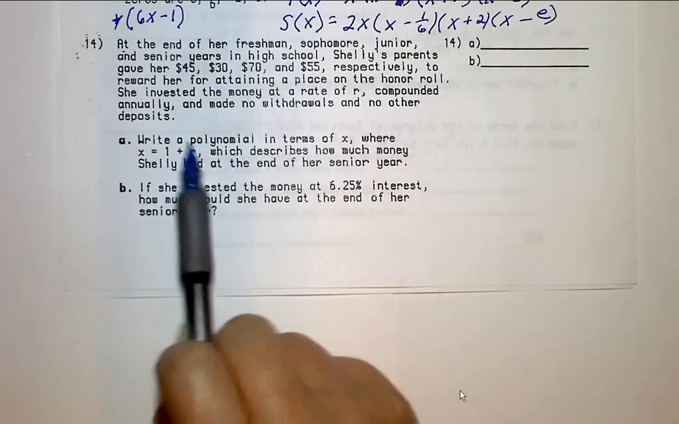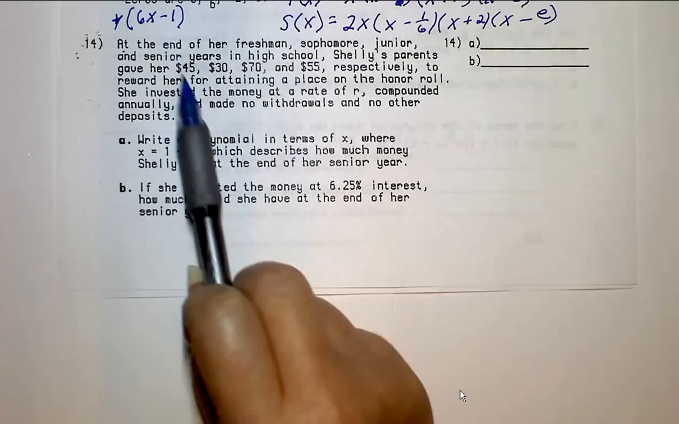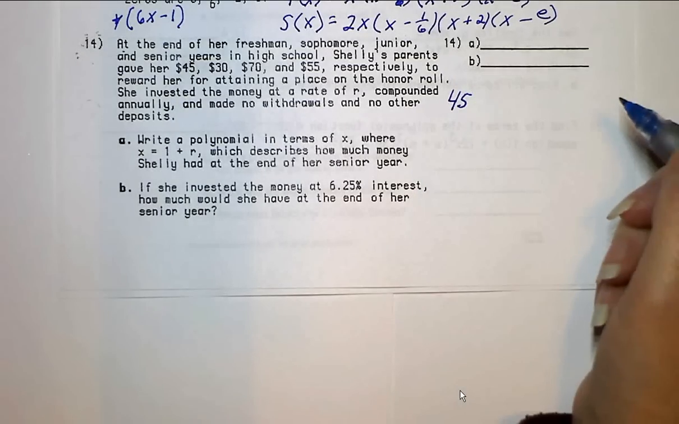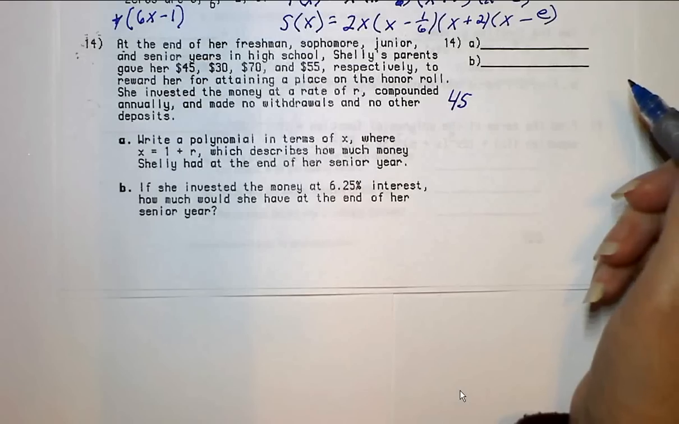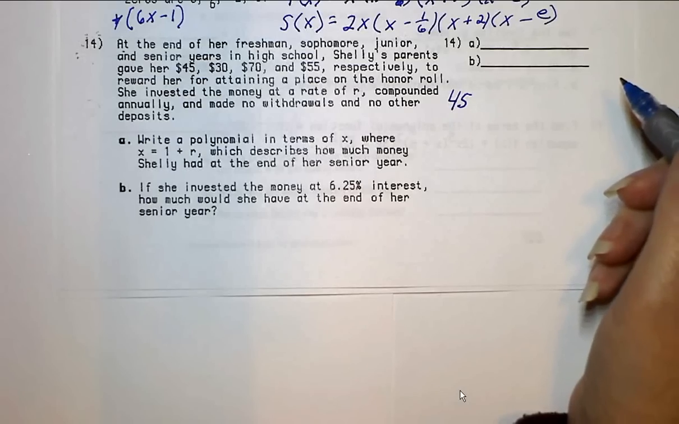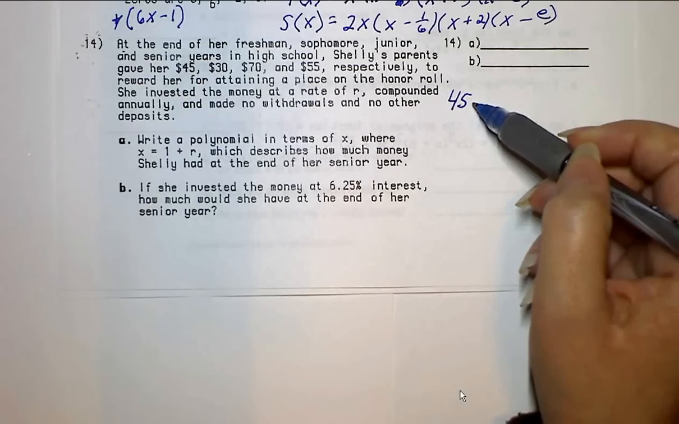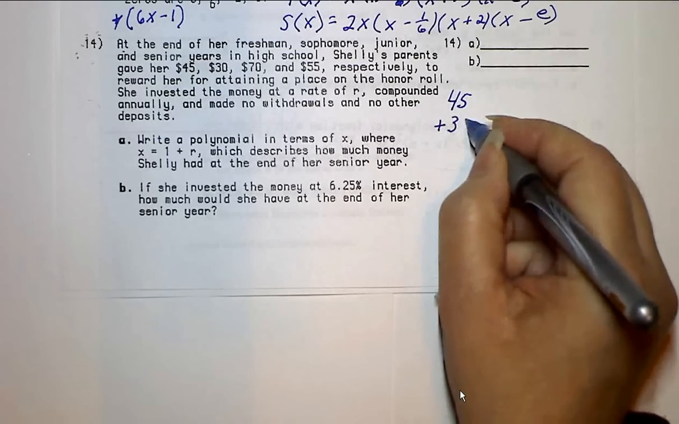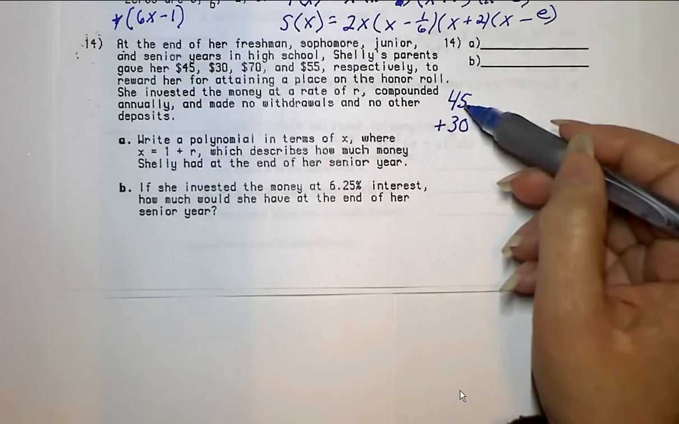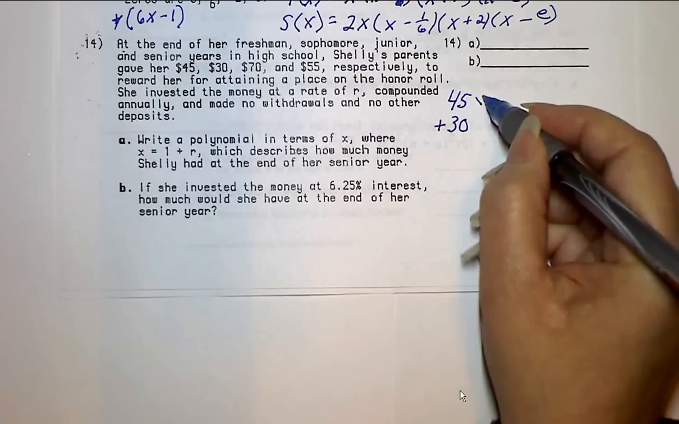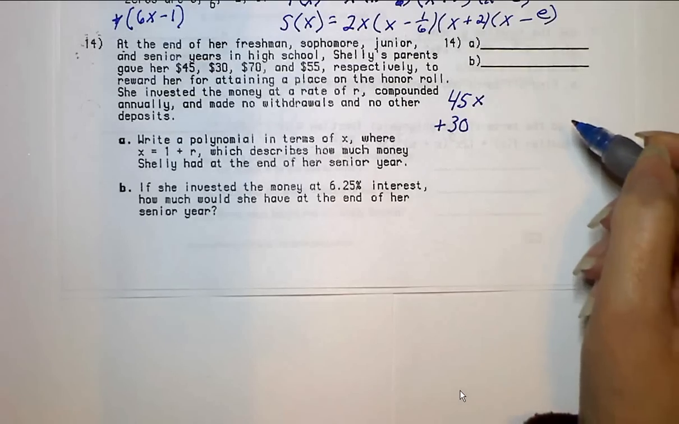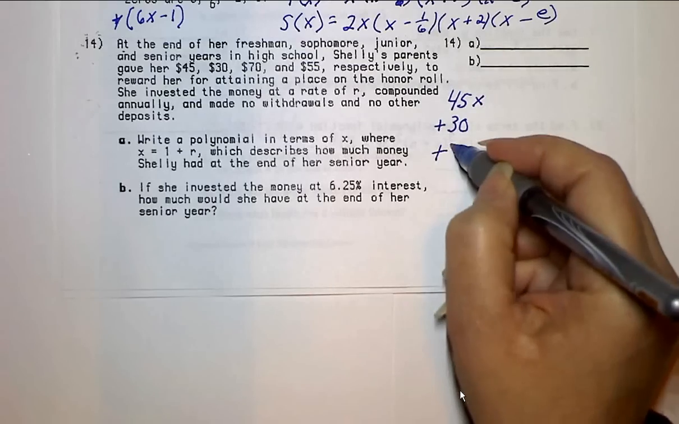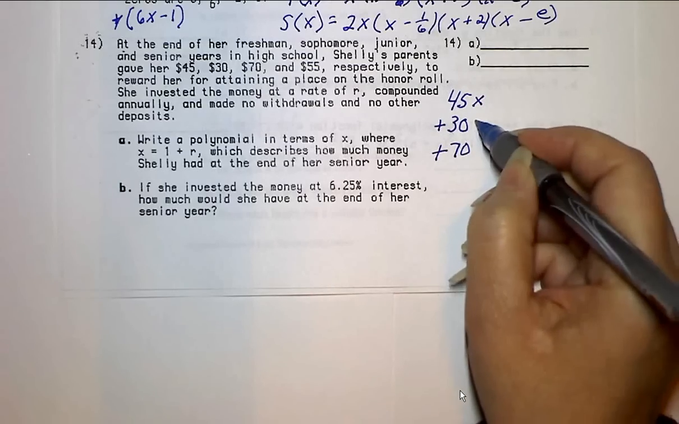So she puts $45 in the bank. It says annually, so she puts $45 in the bank, and then the next year she comes back and puts in another $30. Well, since the $45 was in the bank, it has interest. Then she's going to go back the next year and put $70. While this one has 1 year of interest, this one now has 2 years of interest.